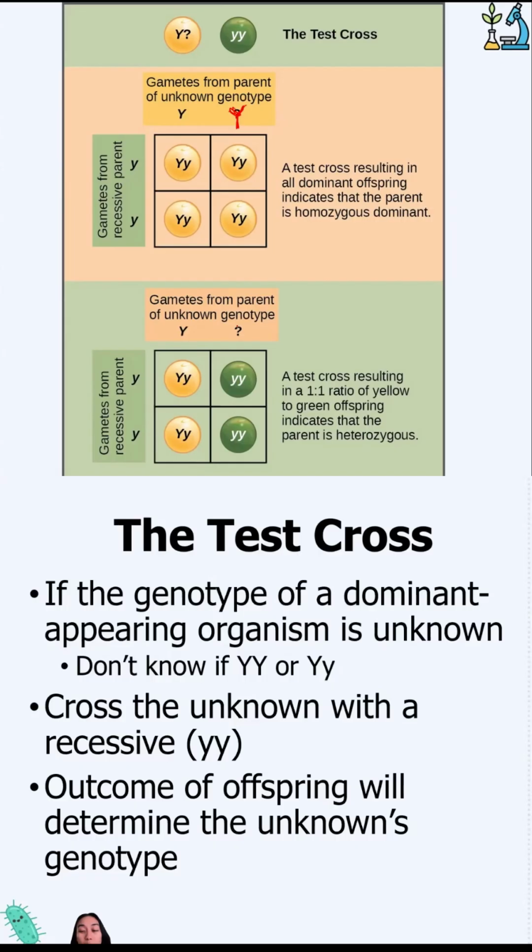Now, if your parent was heterozygous, so if this was a capital Y, lowercase y, then that would be the only situation where you would have half of the offspring yellow and half of the offspring green, or in this case, half of the offspring having the dominant trait and half of the offspring having the recessive trait. And so this is one of the special types of Punnett squares or special types of crosses where you are trying to figure out an unknown's genotype. And of course, this would only be the case if your unknown is dominant in phenotype, right? If your organism is recessive in phenotype, you automatically know that it's going to be the homozygous recessive.